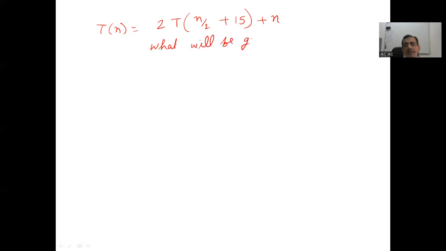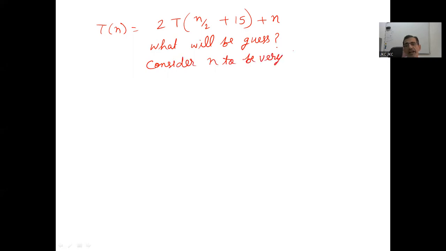For example, if I say T(n) is given equal to 2T(n/2 + 15) plus n. Now, if I am given this, what should be the guess? Even I might not be able to solve it in a good way. So I have to be a bit careful in this. I will say always consider n to be very large. This is a thumb rule.